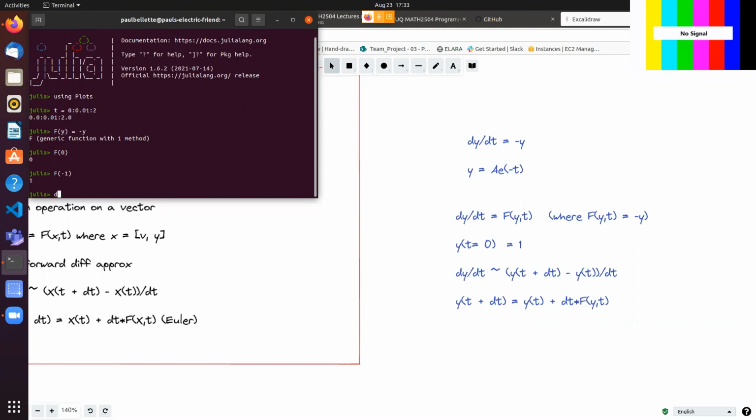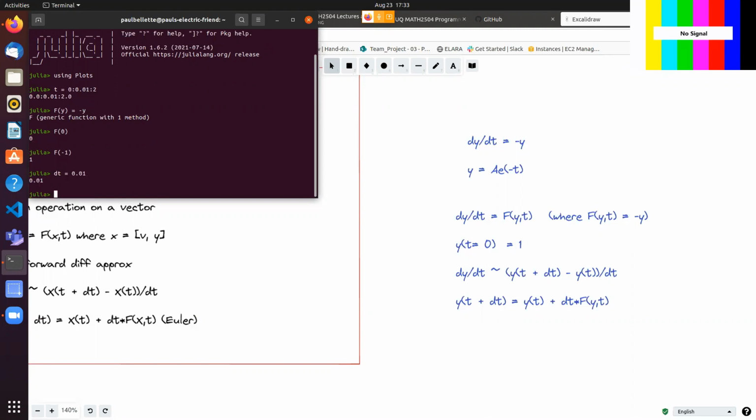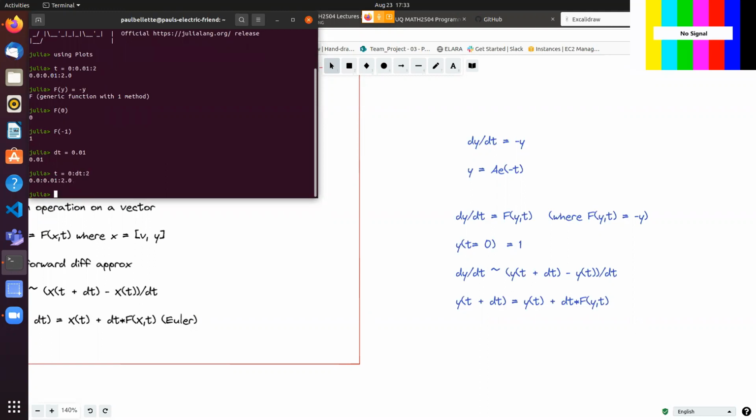So dt equals 0.01. Is that big enough for you guys to see, or do you want me to make it a little bit bigger? It's okay. And we're going to start at some initial point, y0 equals 1. We're just doing this in the REPL. We'll think about how to make it into a function in a second.